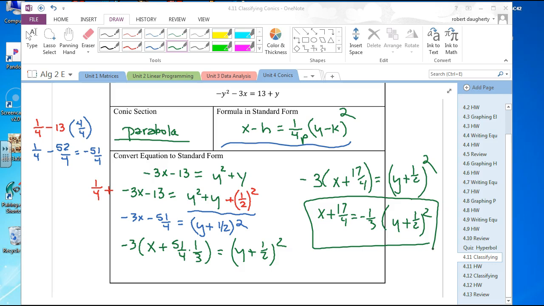Does this open left or right or up or down? It opens left, because it's horizontal. It's got a negative. It's opening to the left. So again, the only thing new we did today was, if this problem had been on your quiz last week, I would have said, put this parabola in standard form. Now I'm saying, what kind of conic is this, and put it in standard form. So you have to identify that it is a parabola, and then you have to put it in standard form.